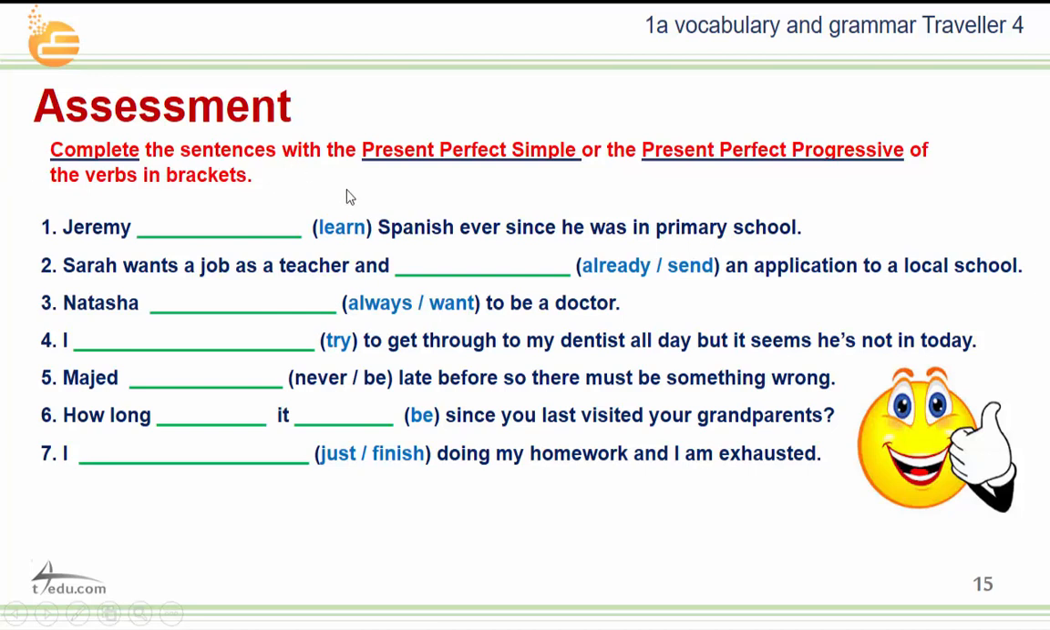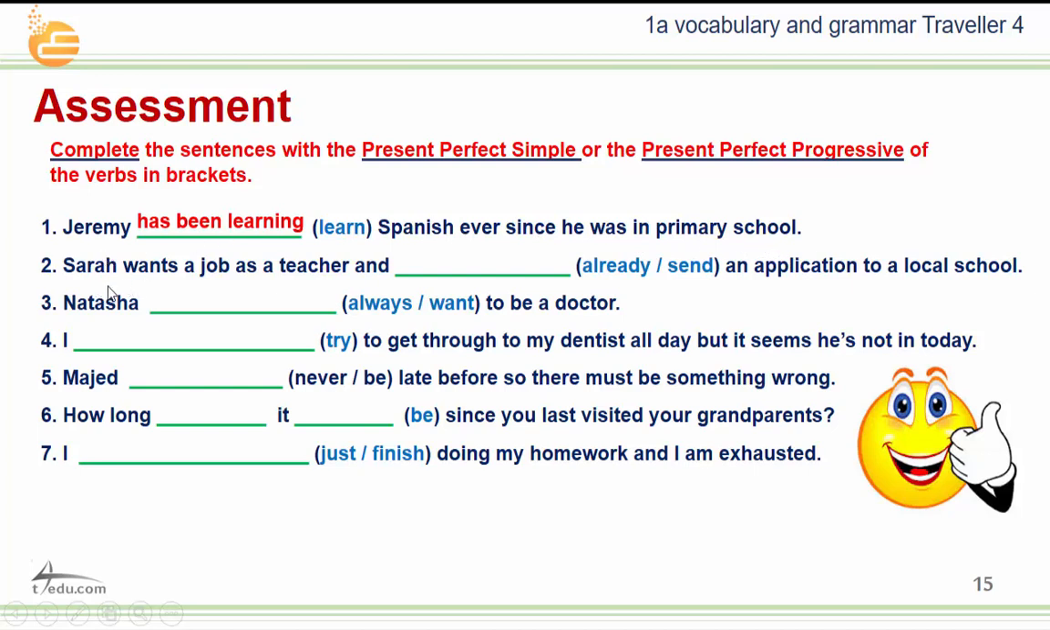Now, complete the sentences with the present perfect simple or the present perfect progressive of the verbs in brackets. Jeremy learned Spanish ever since he was in primary school. What can we say here? Jeremy has been learning. Why? Because this action started in the past and continues up to now, since he was in primary school.